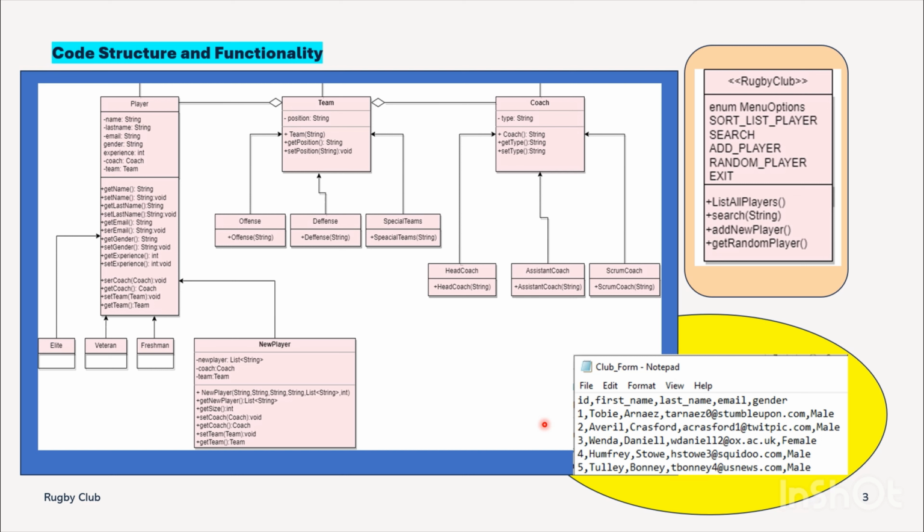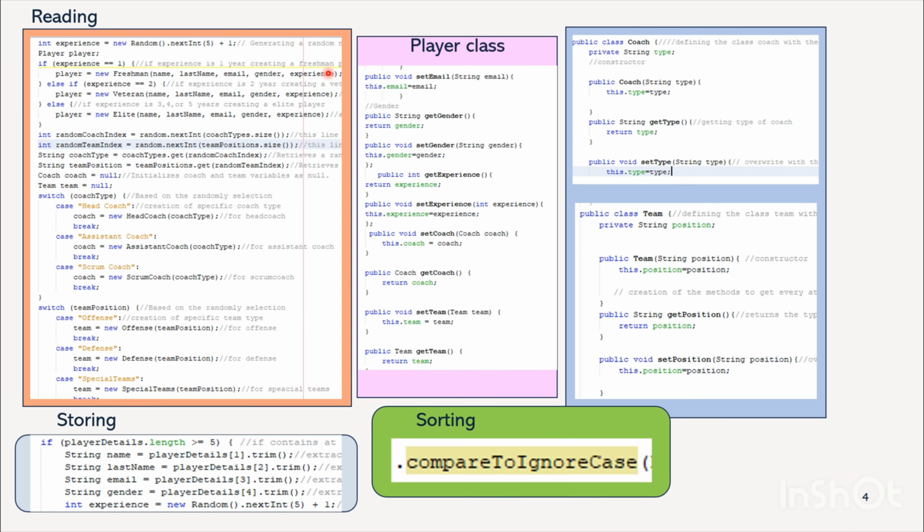The first problem that I faced was that, because of the types of players I declared, they needed an attribute that could differentiate them from each other. For this reason, I had to create a new attribute for all the players that describes the experience level of each one in years. For this, I used the Random object and assigned the player experience between 1 and 5 years. In this way, players with 0 to 1 year of experience will be assigned to the freshman class, players with 2 years of experience will be assigned to the veteran class, and players with 3 or more years of experience, in this case 4 or 5, will be assigned to the elite class.